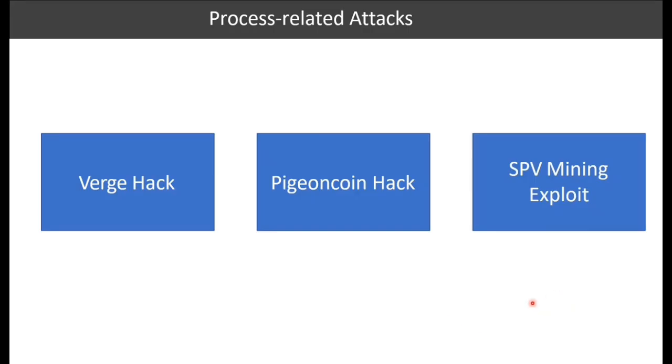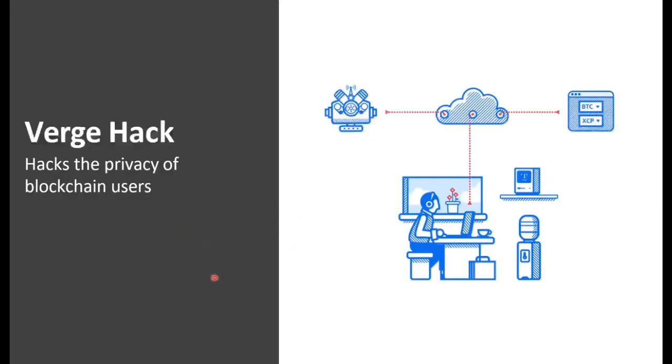So let's first discuss the Verge hack. So the Verge hack exploits the privacy of users and is very close, if not identical, to your typical stolen credential type of attack, where whoever steals the credentials is entitled to spend your money. In the case of blockchain, they can spend your cryptocurrency. So it's almost like an identity theft or stolen credentials type of a hack.